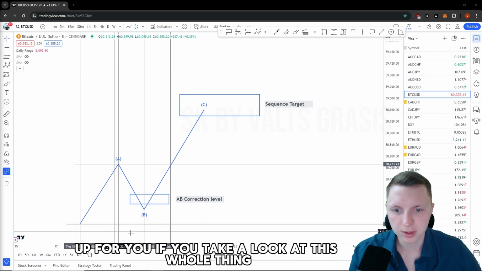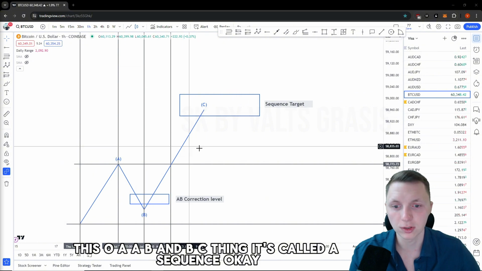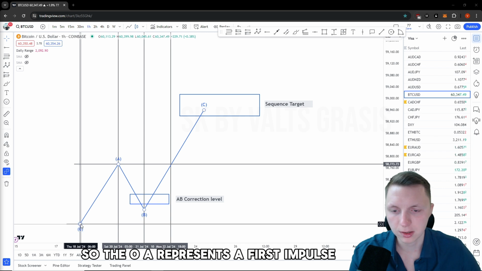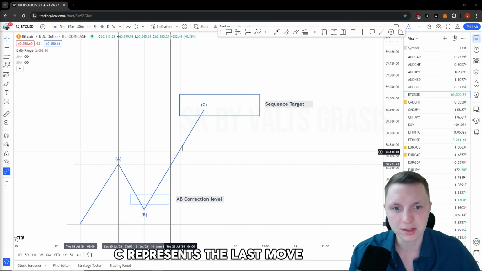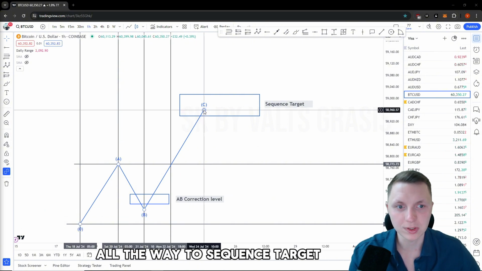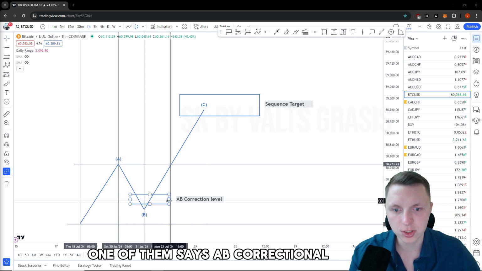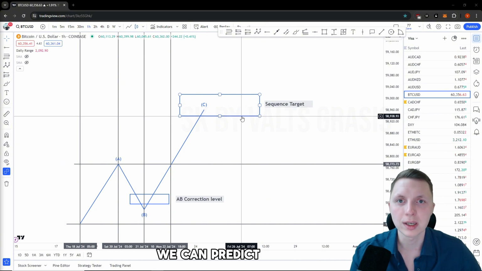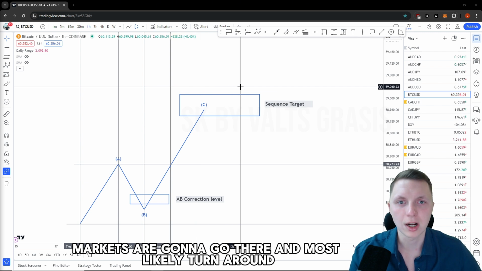If you take a look at this whole thing, this 0A, AB, and BC, it's called a sequence. That's how we visualize it. The 0A represents a first impulse, the AB represents a correction of the impulse, and BC represents the last move all the way to the sequence target. You can see here 2 boxes. One says AB correction level, the other says the sequence target. These are the turning areas where we can predict the market is going to go and most likely turn around.